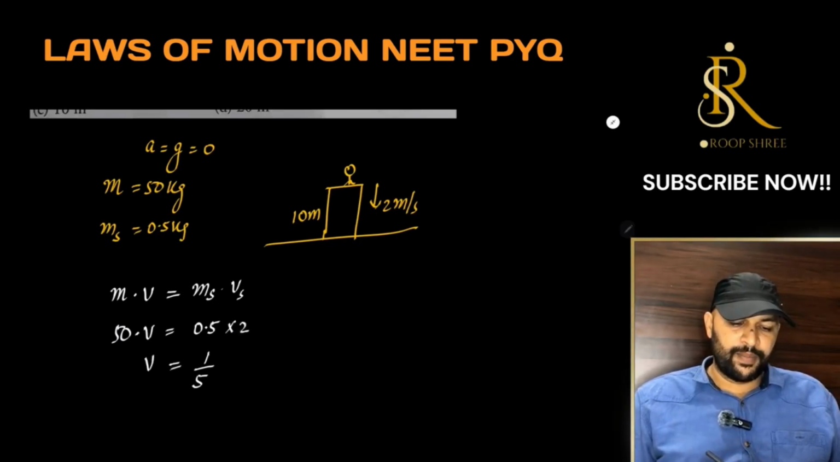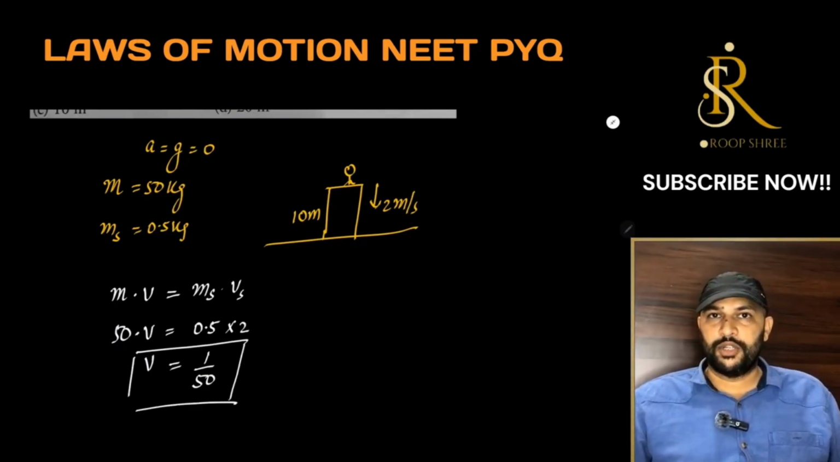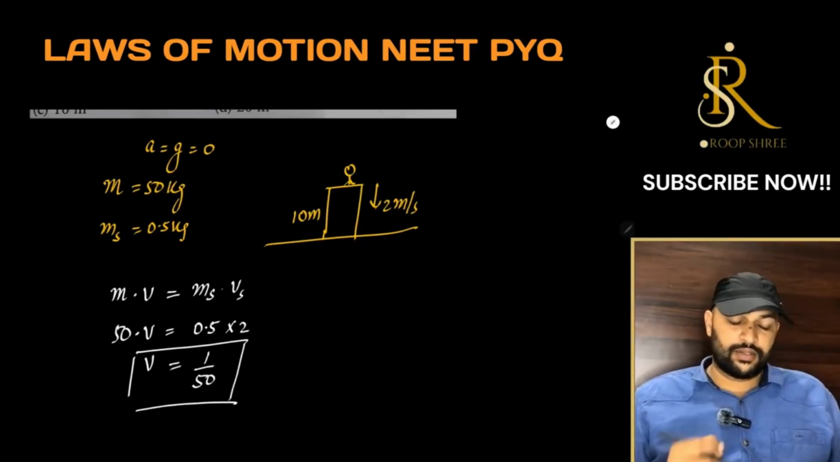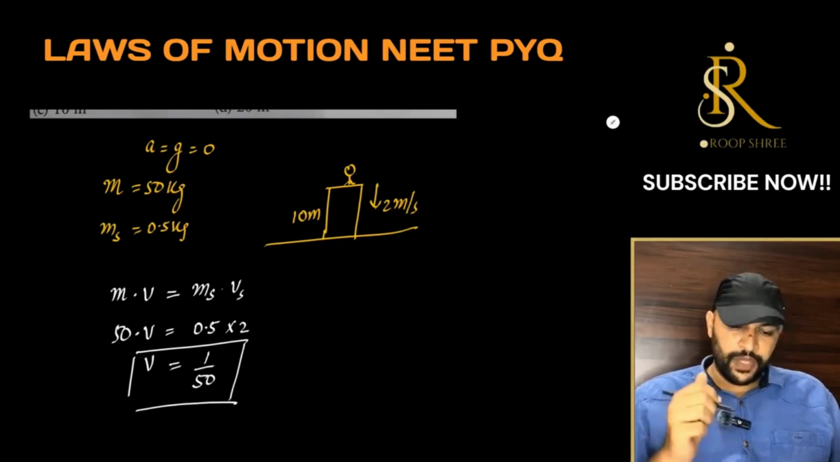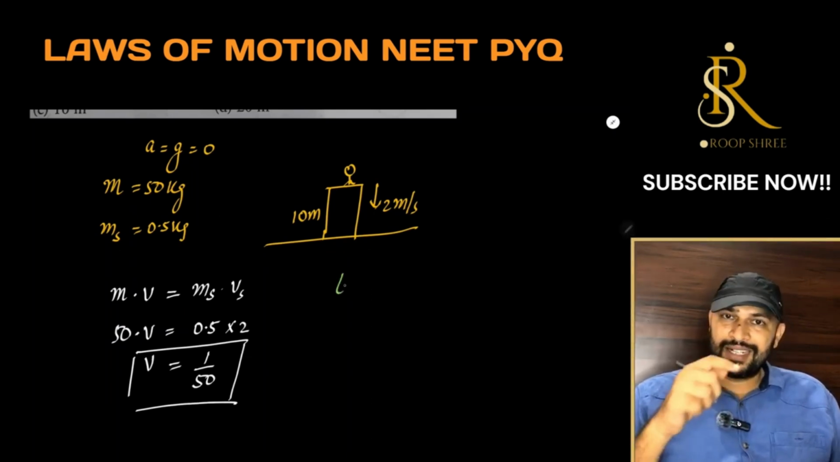So the velocity of the man will be how much? 1 by 50 from here. I hope this is clear. Now this is the velocity with which the person is thrown in the upward direction because of the reaction. Clear? Now this is the velocity with which the person is going in the upward direction. Let's calculate how much time it takes for the stone to reach the ground. In that time interval, how much will the person go up?